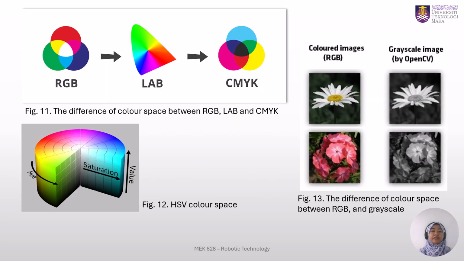So here is the different interpretation of the image. You can see here, for example in this figure 13, the difference of the color space between RGB and grayscale. And then this is HSV, where it has hue, saturation, and value of the color space here. So it's different.